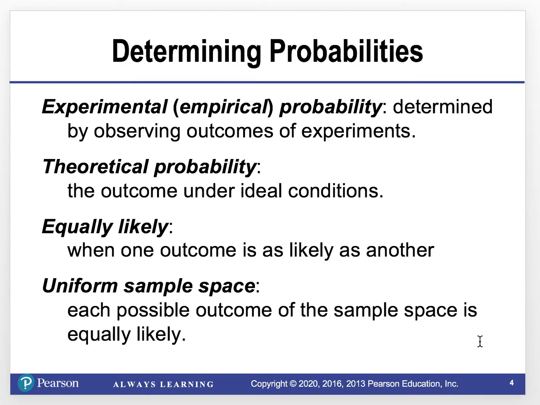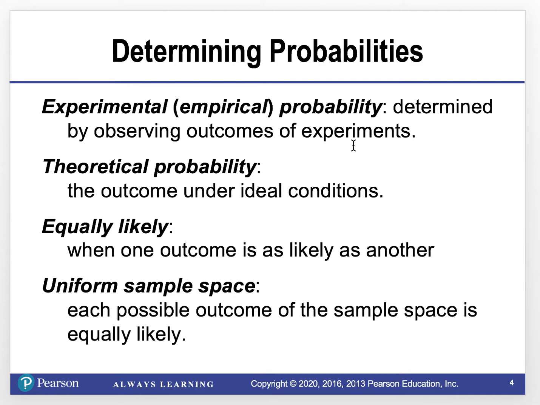Okay, let's see. All right, we've got two different kinds of experiments. We've got empirical and theoretical. Okay, empirical experiments are also called experimental. Okay, and they're determined by observing outcomes of experiments. For example, say we wanted to know the probability that this particular basketball player is going to make his next free throw. Well, we don't really know what that would be. It's not a 50-50 chance, you make it or you don't.